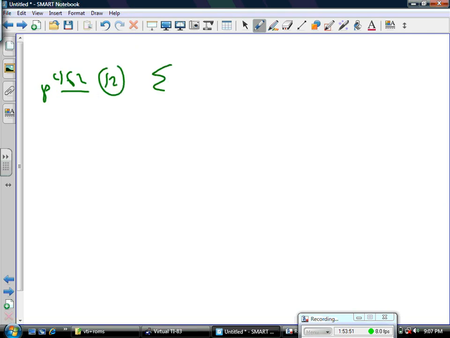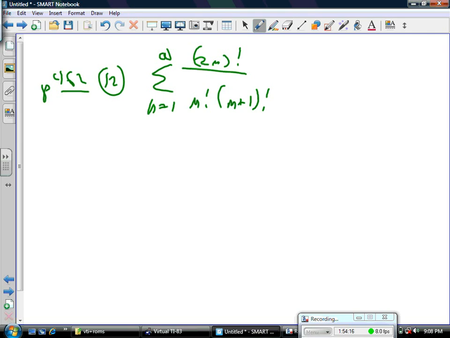It says, sigma, as n goes from 1 to infinity, of 2 to the n factorial over n plus 1 factorial. And the idea here, it says to use the ratio test, so there you go. So how do you set up rho? How do you use the ratio test?